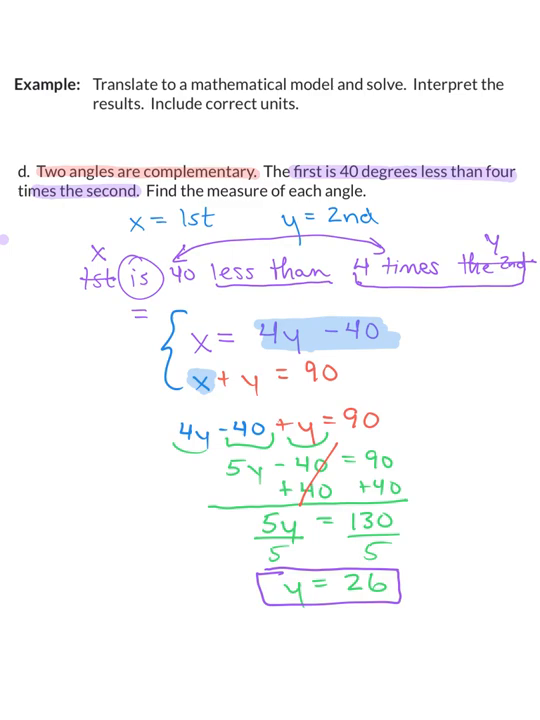So now let's find the first angle. Now one thing to note here is that it does not matter which one you plug it into. If you want to plug it into the first equation, that's okay. But for me, it's a little bit easier, a little bit less to do if we plug it into the second equation. So we get x plus 26 equals 90. If we subtract 26 from both sides, we get x equals 64.